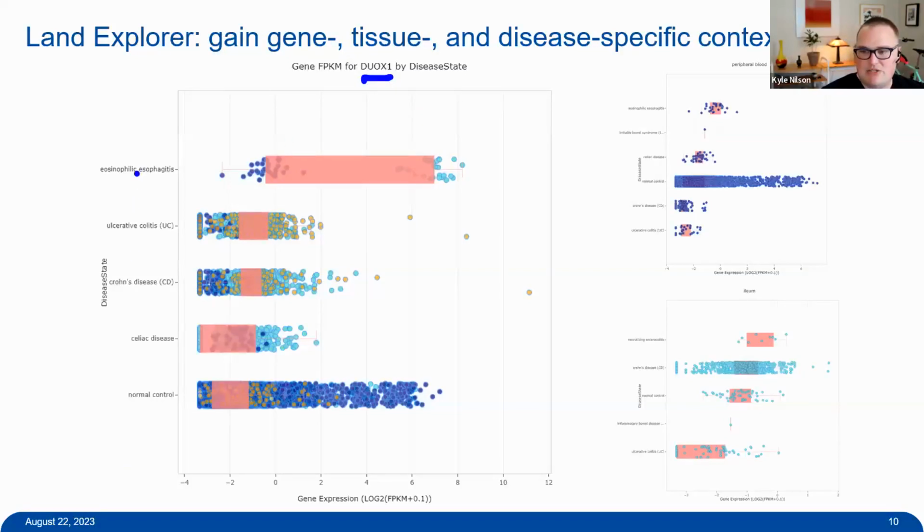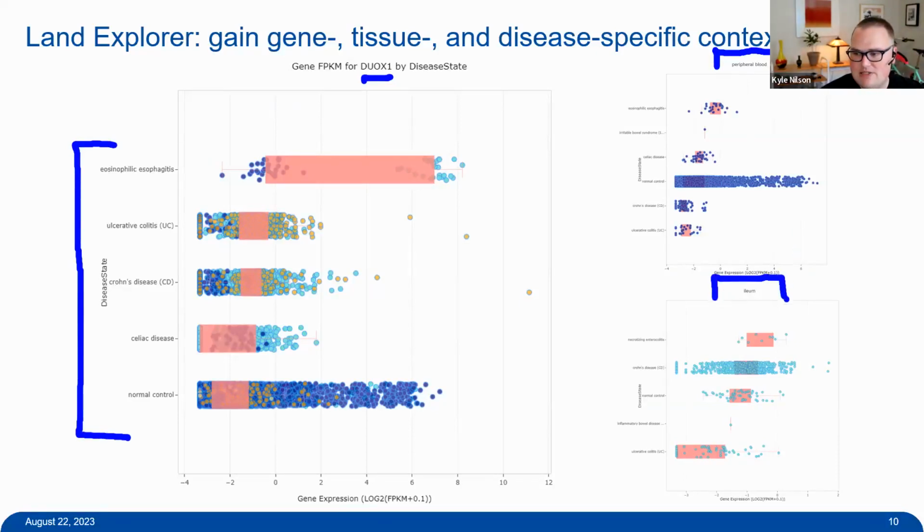And in this particular situation, I wanted to see how DUOX1 is expressed across a variety of disease states, as well as within specific tissues like peripheral blood, basically hematopoietic stem cells and other blood-related cells, as well as, say, the ileum tissue. And by doing this, I can see that in the normal distribution for normal controls of this gene, we do seem to have quite a range. However, this range does become somewhat tissue specific and disease specific.